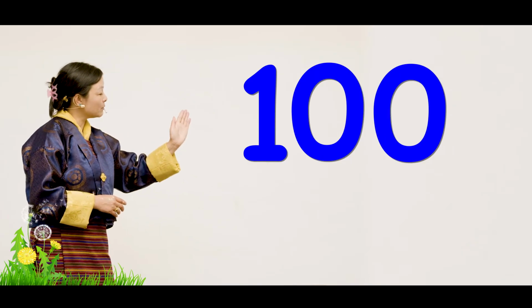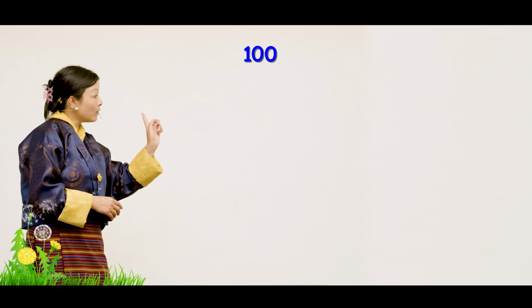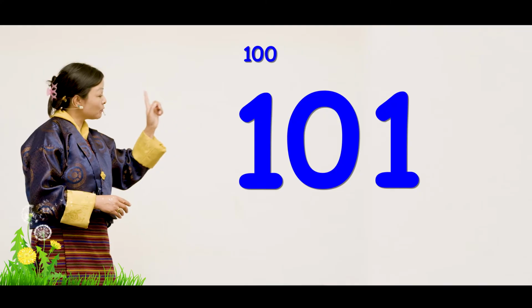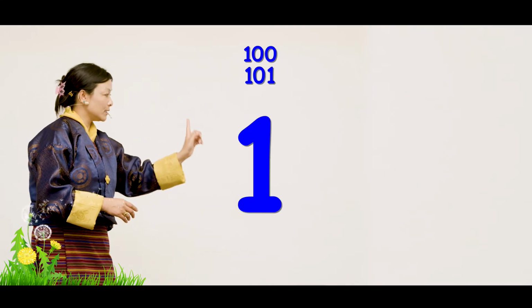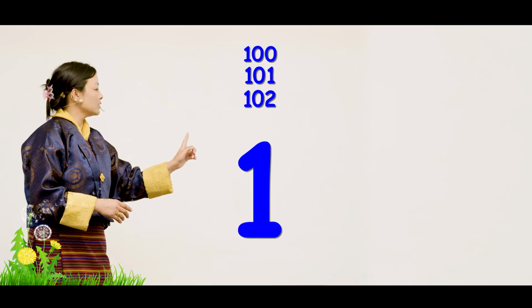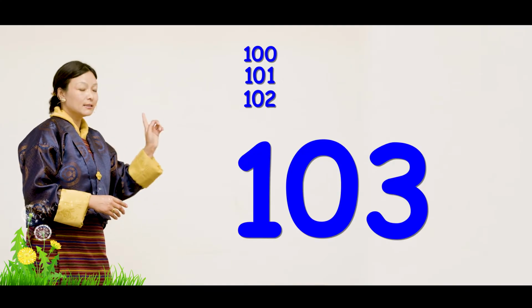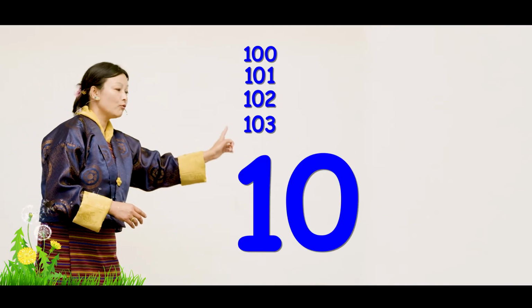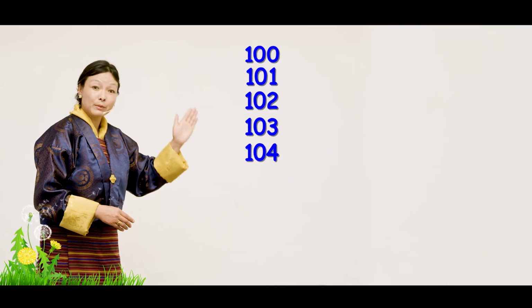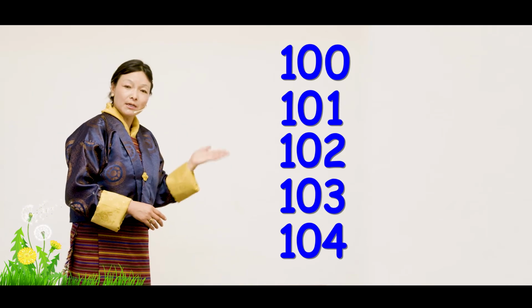In the same way, here also you have to follow the pattern. When we write 100, we write 1, 0, 0, 100. Now the next number, when you write 101, you write 1, 0, 1. That is 101. Then 102, you write 1, 0, 2. That is 102. Then 1, 0, 3, that is 103. 1, 0, 4, that is 104.